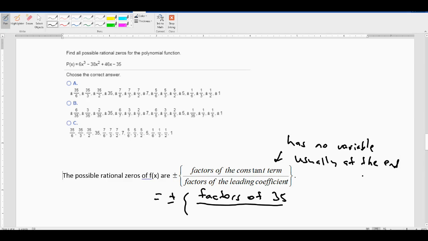If it's written in correct order, it'll always be at the end, and then the factors of the leading coefficient. If it's written in correct order, it's the number in front. So the number in front of this term is a 6.